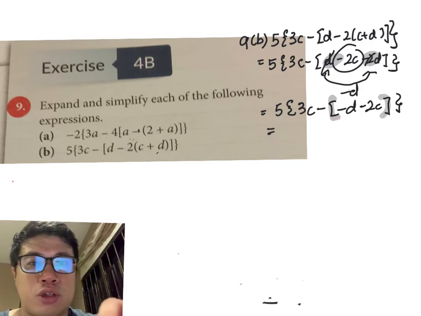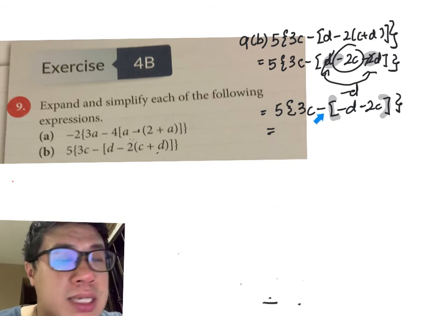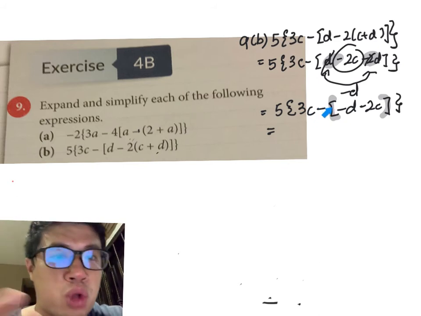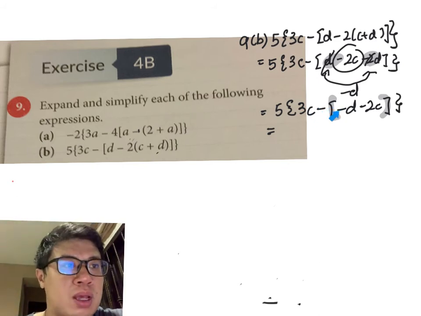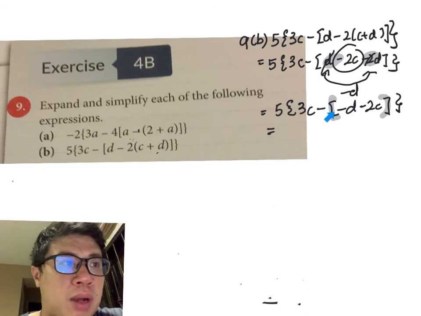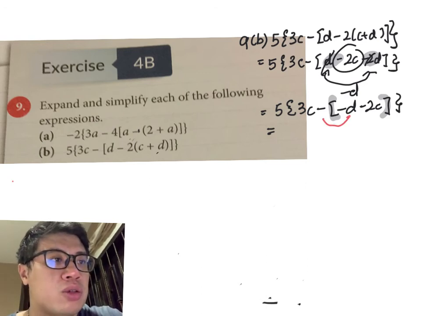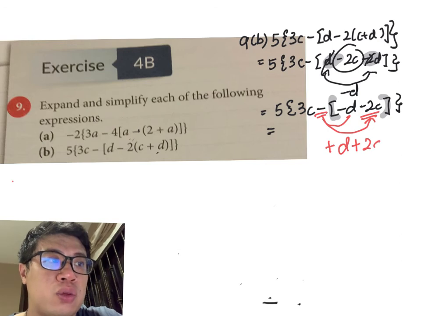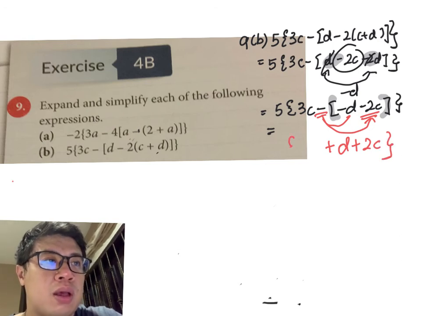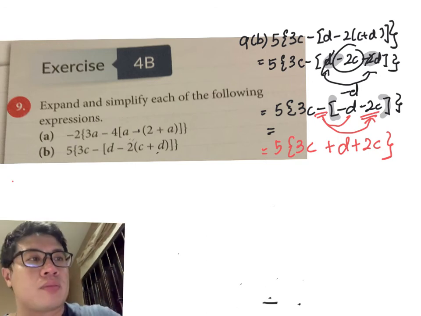Okay, there's a lot of minus signs, just be careful. If there's a minus sign here outside the bracket, you just treat it as though you are multiplying by negative 1. So this is negative 1 multiplied to negative d. Negative 1 times negative d, this will give me a positive d, alright? So there's a positive d here. Negative 1 to negative 2c, that gives me a positive 2c, okay? So keeping my brackets here, this is my next step, okay?